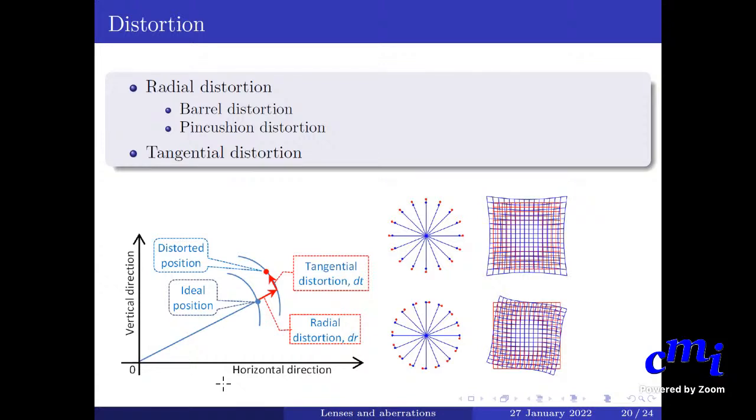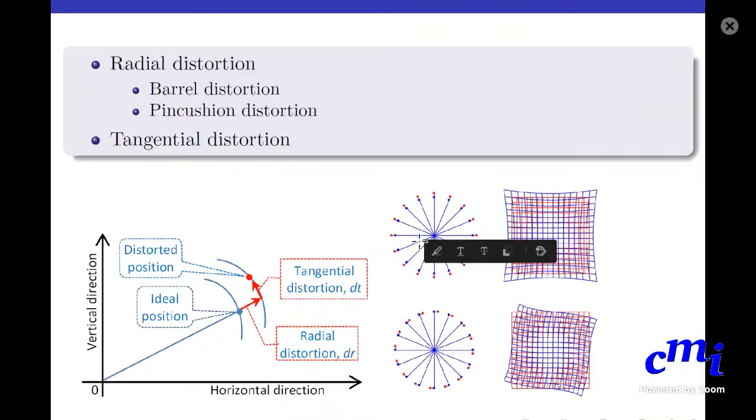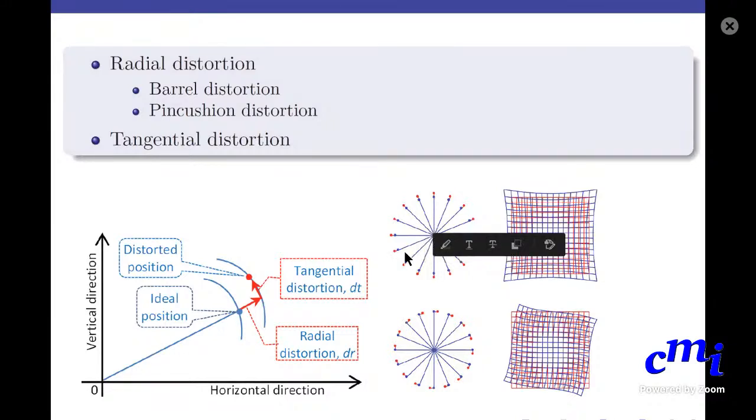Radial distortion means the distortion is along the rays about some center, in a circular fashion. It's along the radius of a circle. If you look at this figure a bit closely, I don't know if I can zoom in.